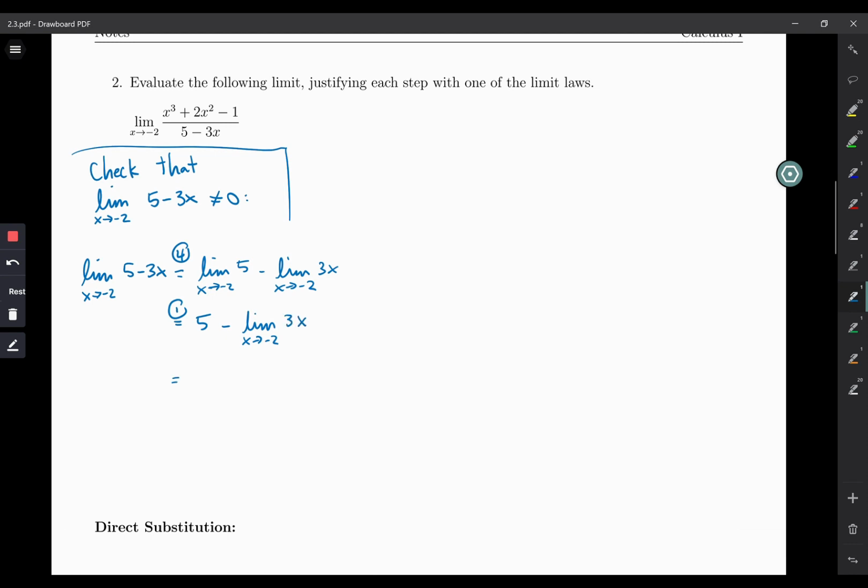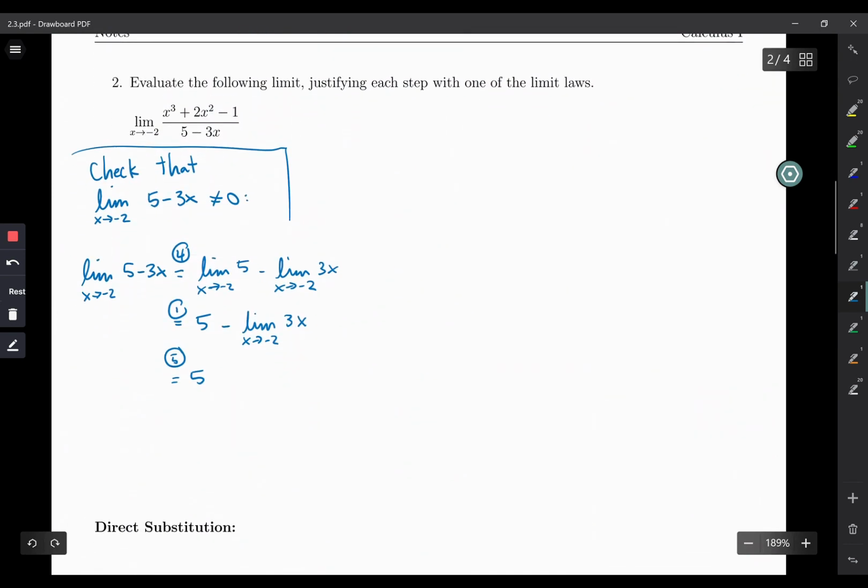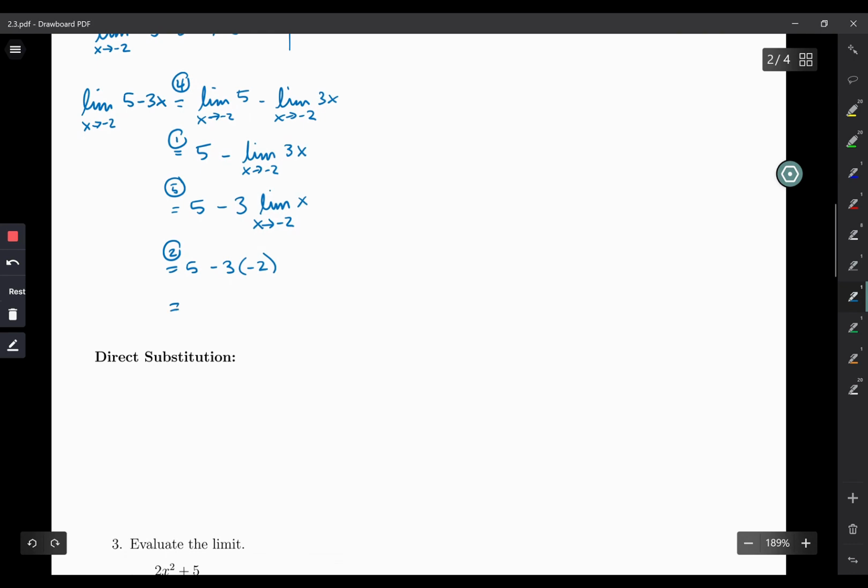Now we can use the constant multiple rule to pull that out. So I believe that's number 5. Let's double check. Yeah, constant multiple. Okay. So we get 3 times the limit as x goes to minus 2 of x. And then we use the second rule, which tells us that the limit as x goes to minus 2 of x is just minus 2. So here we get 11, which is not equal to 0.